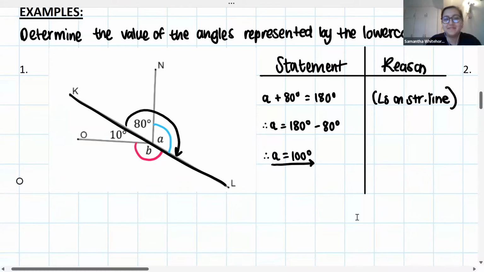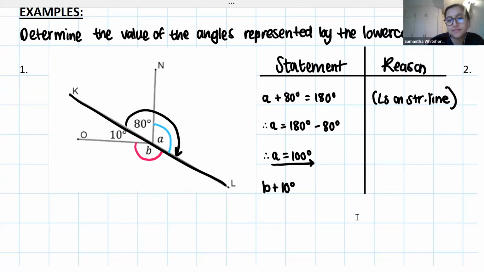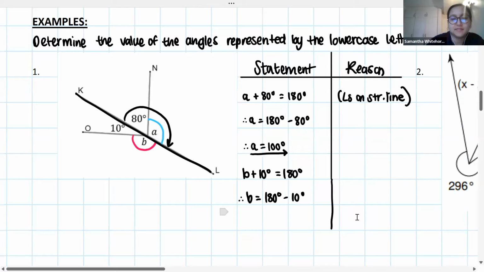So ma'am, for B, I essentially did the same thing. I said B plus 10 should give me 180 degrees. So I said B, took 10, jumped it over the equal sign, got negative 10. So I said B equals 180 minus 10. And then I got B, which was equal to 170 degrees.